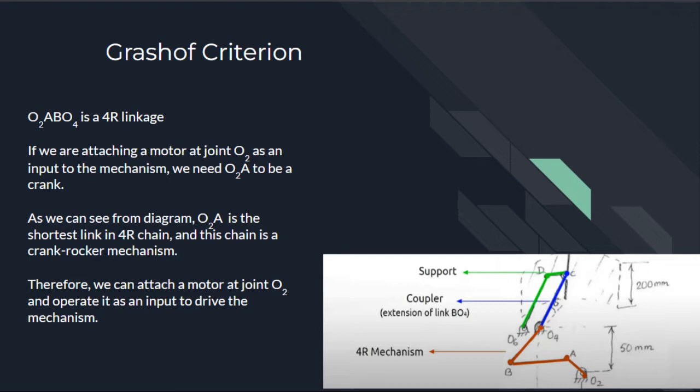The Grashof criterion states that in a 4-bar linkage, if the sum of the shortest and the longest link is less than or equal to the sum of the other two links, then the shortest link will rotate completely with respect to the other links. So in this given figure, O2A is the crank, which is the shortest link. Link O4C is the coupler and link CD is the support. This mechanism satisfies the Grashof criterion. Hence, O2A rotates completely about all other links.